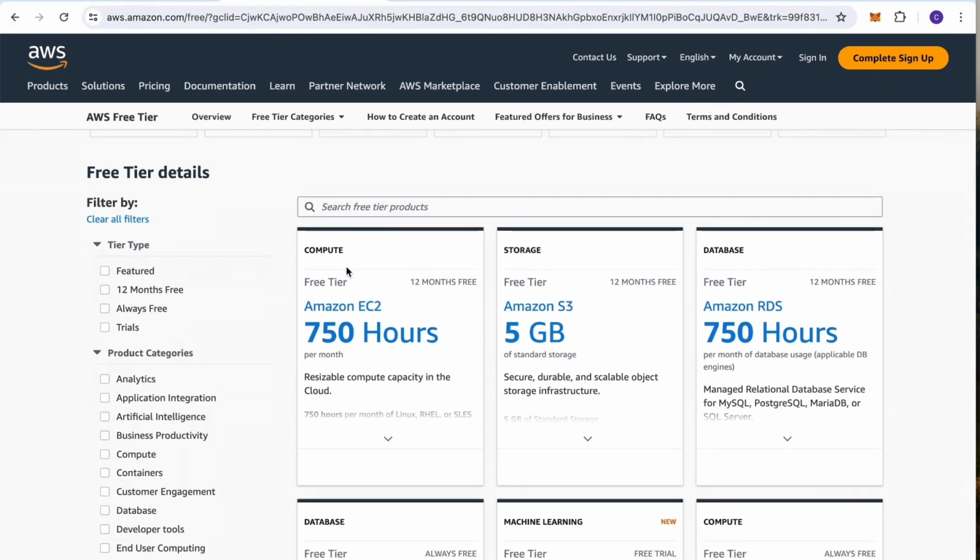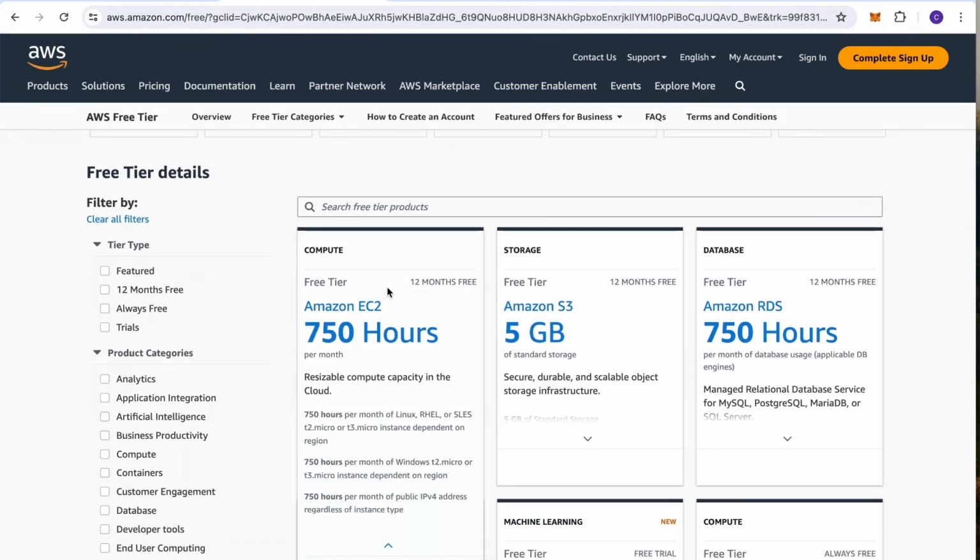With the compute services, EC2 has been allocated 750 hours per month. So what that means is that for the next 12 months of us opening an account, we are going to enjoy 750 hours per month. So 750 hours per month translates into 31 days. Hopefully that's a whole month.